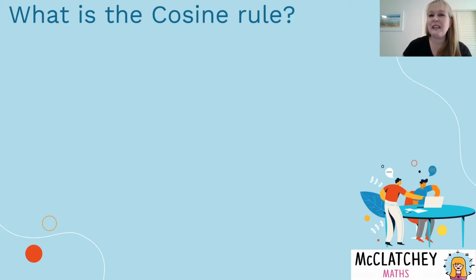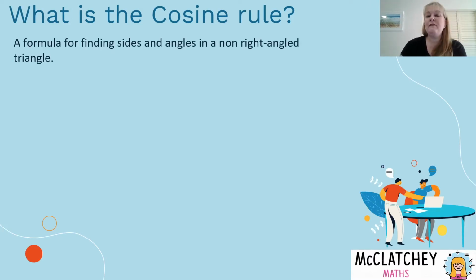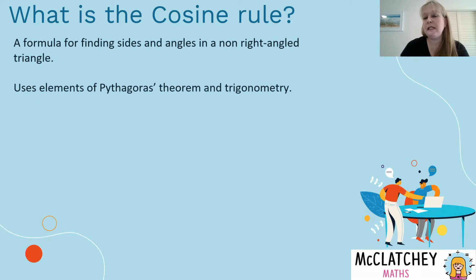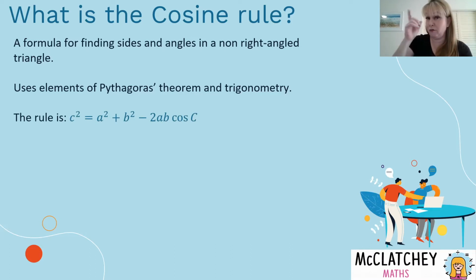So firstly, what is the cosine rule? Well, it's a formula, once again, like the sine rule was, for finding sides and angles in a non-right angle triangle. So depending on what information you're given will depend on whether you use the sine rule or the cosine rule. This particular rule uses elements of Pythagoras' theorem and trigonometry in the way that it's been developed. And it looks like this: c squared equals a squared plus b squared, you'd recognise that from Pythagoras' theorem, minus 2ab cosine of C.